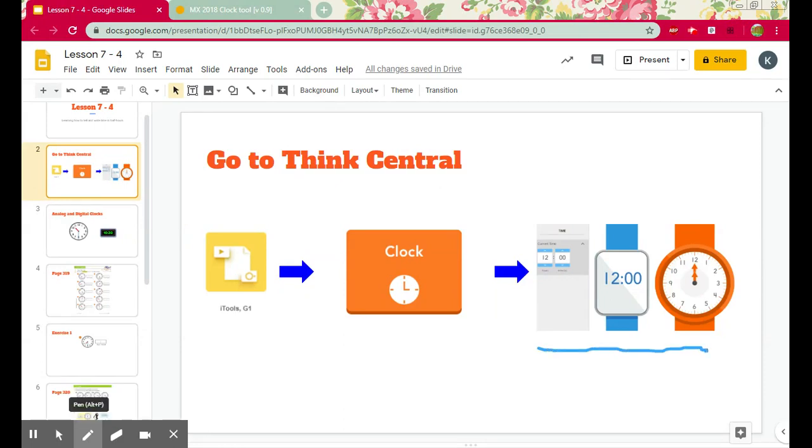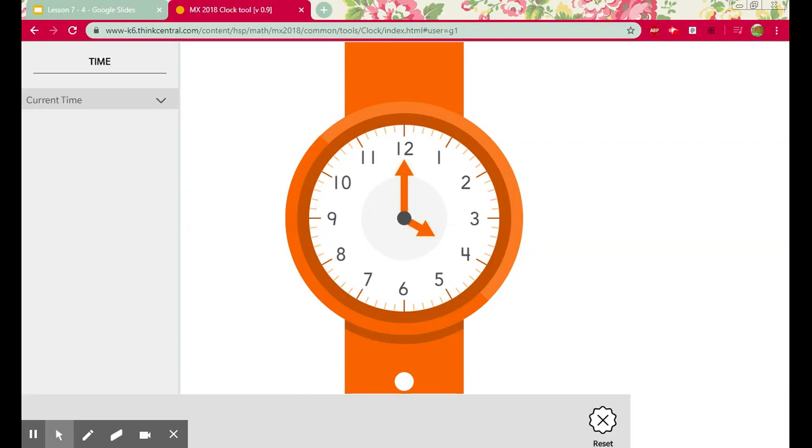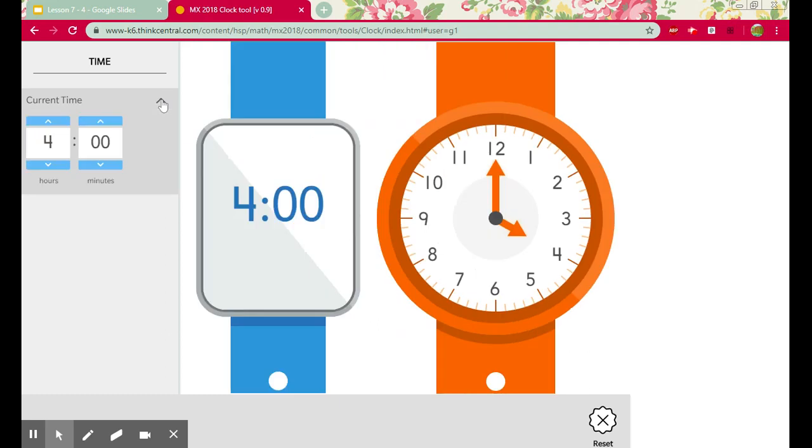If you would like to use the clock tool, please log into your Think Central account, click iTools, then Clock. Okay, now we are looking at the analog clock using iTools from Think Central. The hour hand is pointing to the 4 and the minute hand is pointing to the 12, so it's 4 o'clock. Let's pull up our digital clock and we can talk about the movement of the hands.